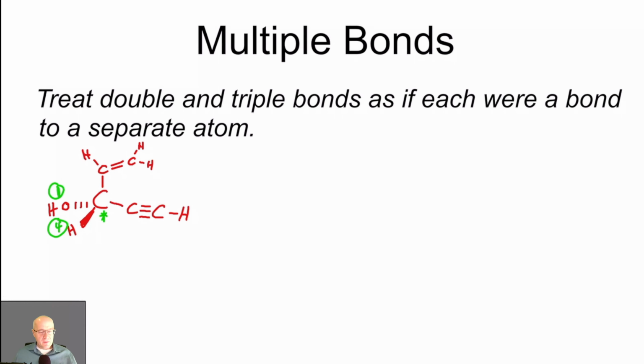So there's a tie between this one and that one. A carbon here and a carbon here. But now what do we do? We have multiple bonds. How does Kahn-Ingold-Prelog say to handle the multiple bond situation? They say to look at a double bond or a triple bond as if the following.